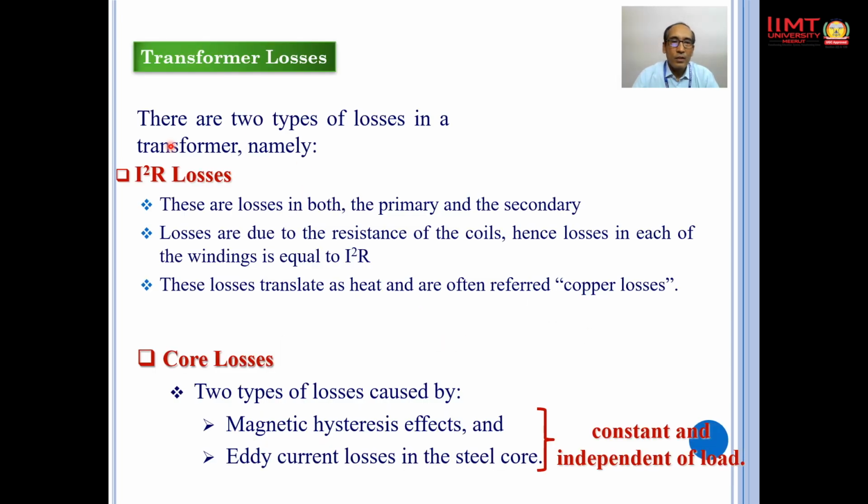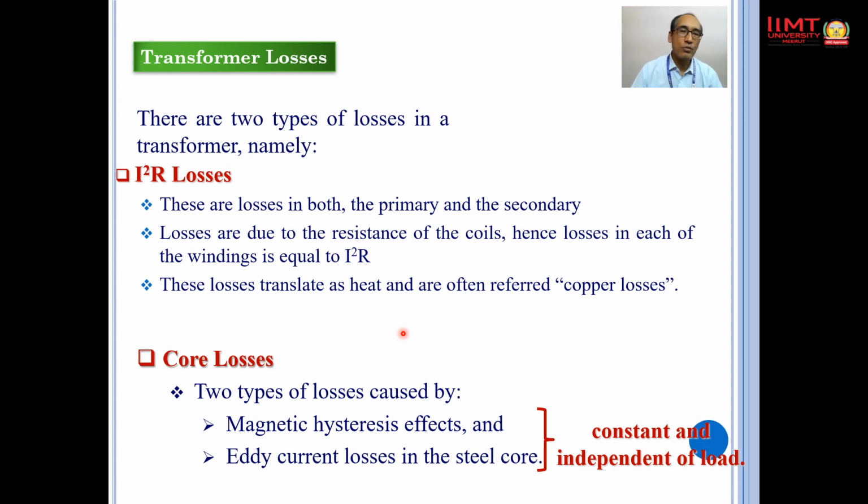Now, I square R losses, or we can say copper losses or variable losses. These losses occur in both primary and secondary side due to the current and ohmic resistance, and therefore these are known as the I square R losses. And these losses translate into heat and are often referred to as copper losses, basically because the winding is almost always made of copper. And second, losses due to the core of the transformer, known as the core losses. There are two types of core losses, hysteresis losses and eddy current losses in the steel core, and these losses are constant by nature, so these are also known as the constant losses. Iron losses, core losses and constant losses are all the same.